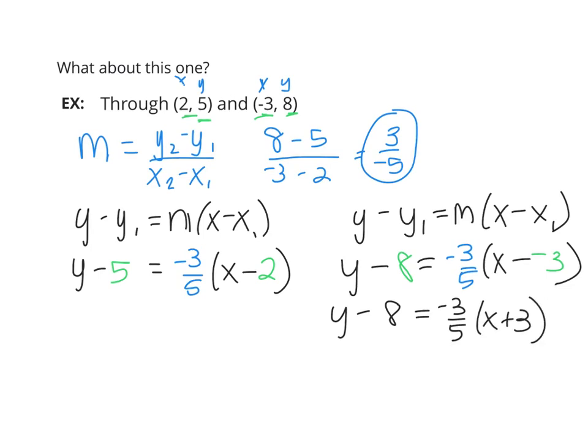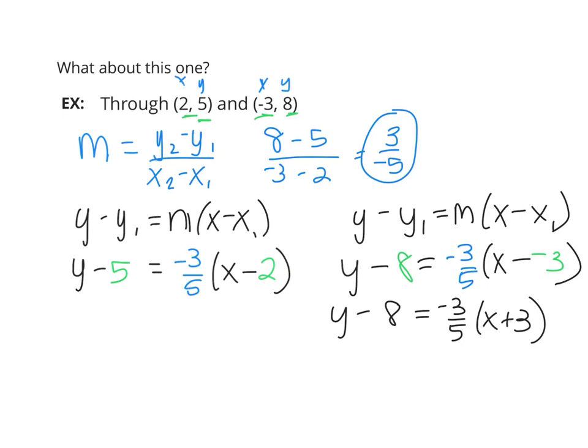These two equations look totally different. But if I go and sketch a graph of that, a slope of negative 3/5, I could go through 2, 5. I will eventually get to negative 3, 8, or vice versa. So, not so bad. The key is I've got to find my slope first. So what do you think of point slope form? I like it. I think it is so much easier.